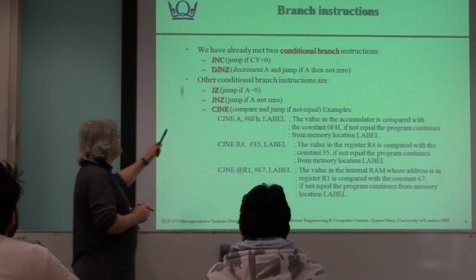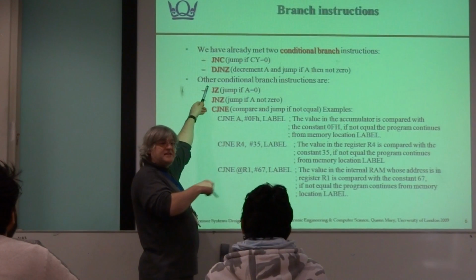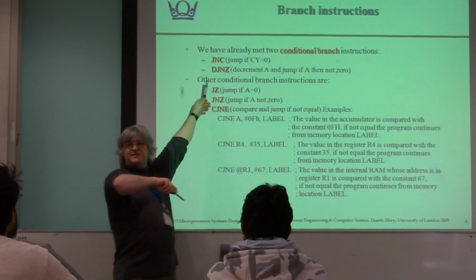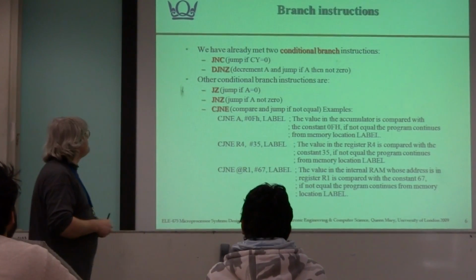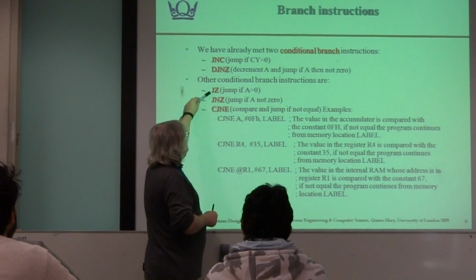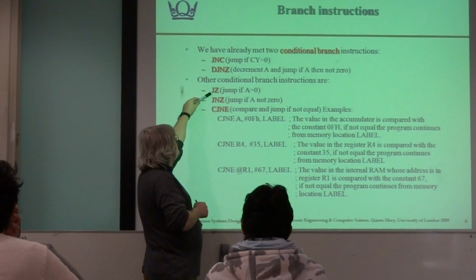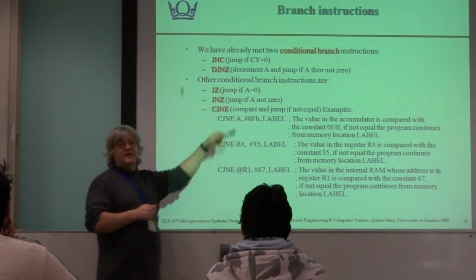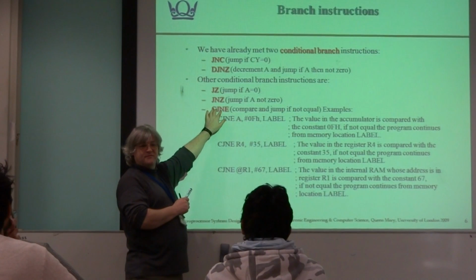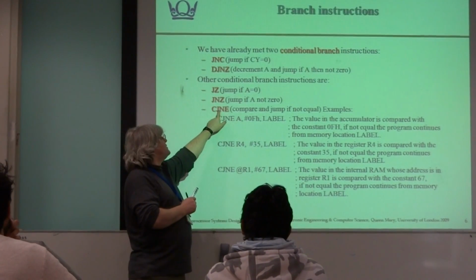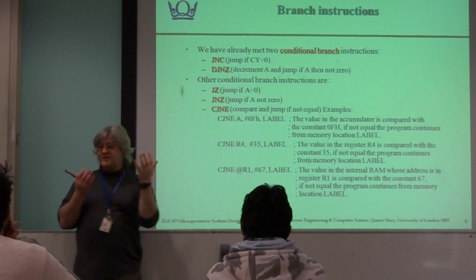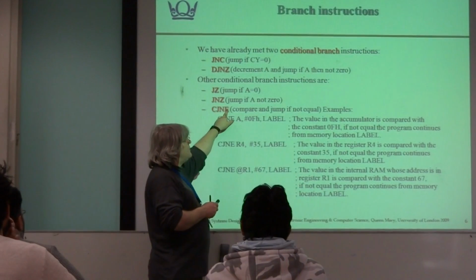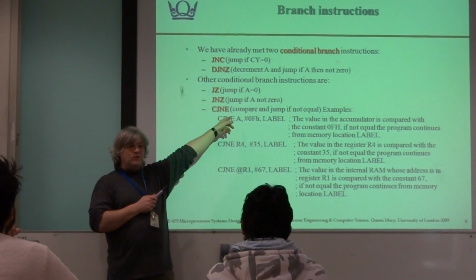We used that one last week to write a little delay loop, going around the loop, taking one away from the accumulator until it got to 0, and then we just carried on. But there are other conditional jumps. Jump if the accumulator holds 0. Jump if it's not 0. Conditional jump, compare and jump not equal. This is a very, very useful version of a conditional jump instruction. It allows you to compare two 8-bit numbers. If they're not equal, you perform the jump. If they are equal, you carry on.